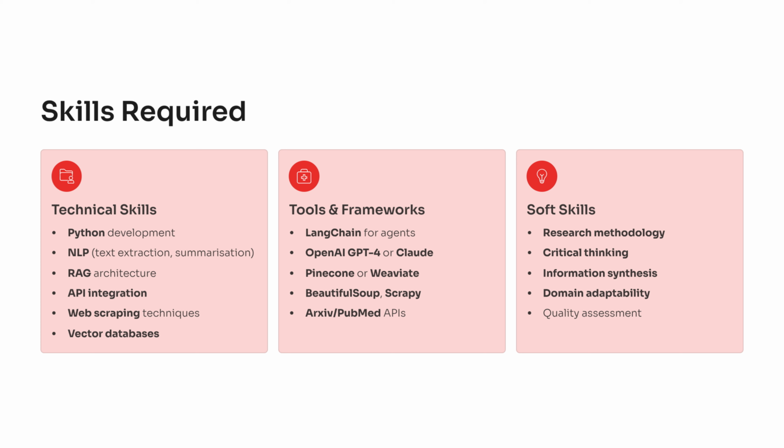full of domain-specific language. RAG architecture is essential because it allows the agent to search, retrieve, and reason with information instead of hallucinating. You'll also use APIs to pull data from sources like Arxiv and PubMed, along with web scraping tools such as BeautifulSoup and Scrapy when APIs aren't enough. Vector databases like Pinecone or Weaviate form the memory layer, letting your system store and recall information efficiently.